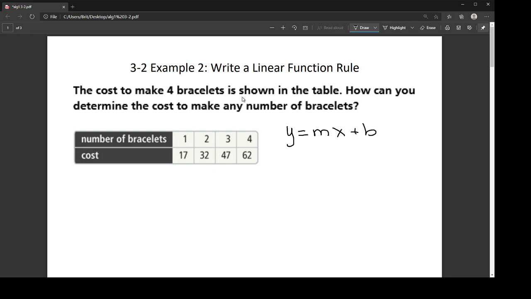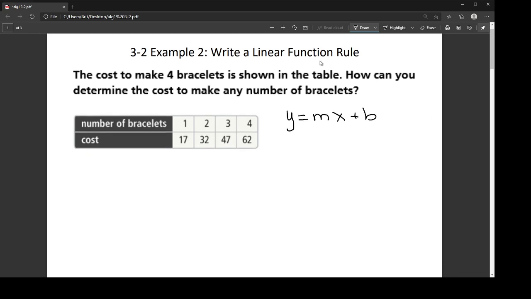We have a problem where they're making bracelets, and they have shown the cost of making the 4 bracelets that they have on the table. And the function rule, or the equation, will be showing how to calculate it for any number of bracelets. So my number of bracelets is my x value and my cost is my y value, because I need the number of bracelets to determine the cost.